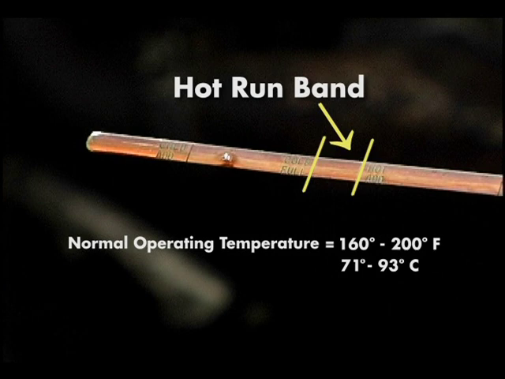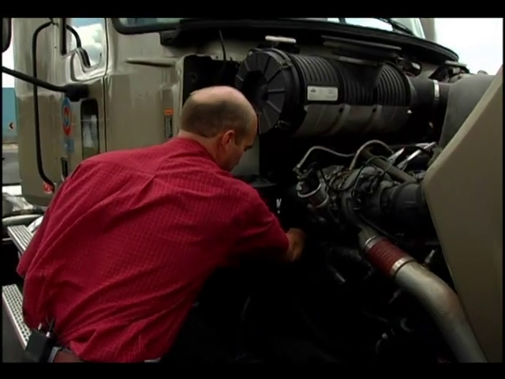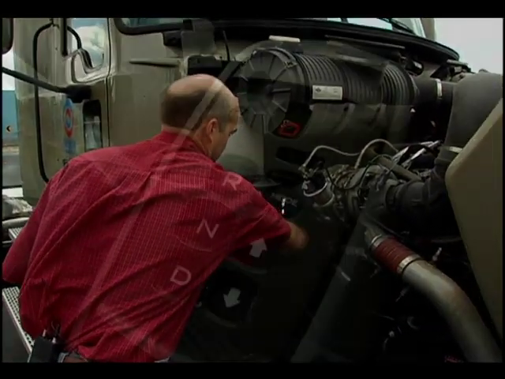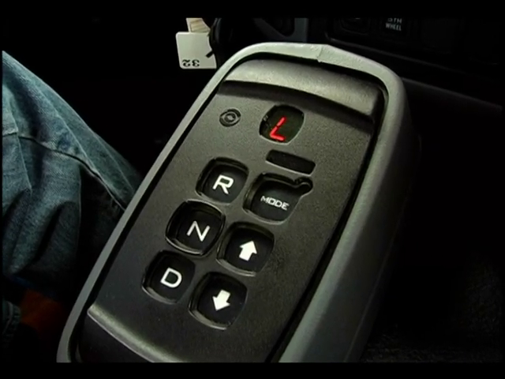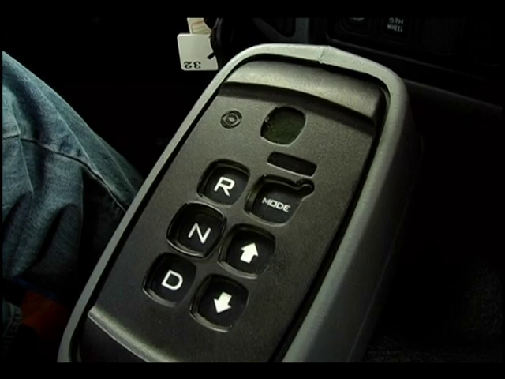Check the level more than once to ensure an accurate reading. Add or drain fluid as necessary. Electronic shift selectors can include an optional oil level sensor that enables checking the fluid level from the vehicle cab.